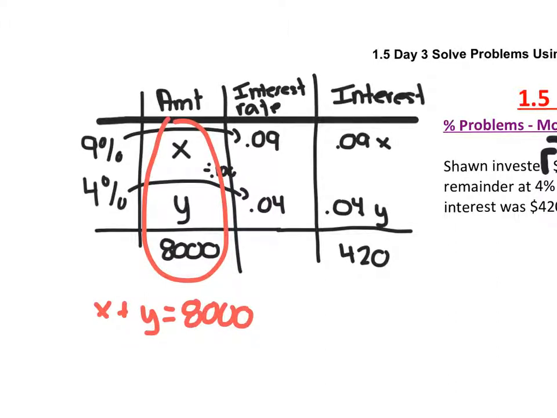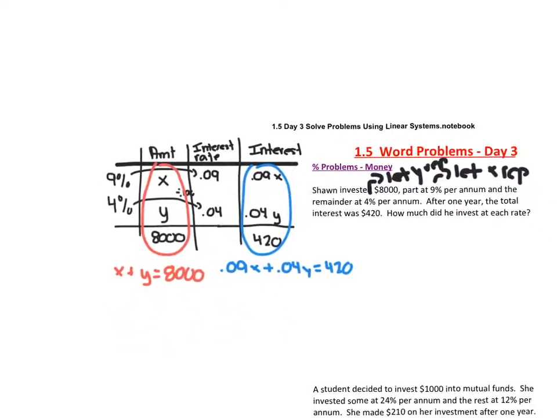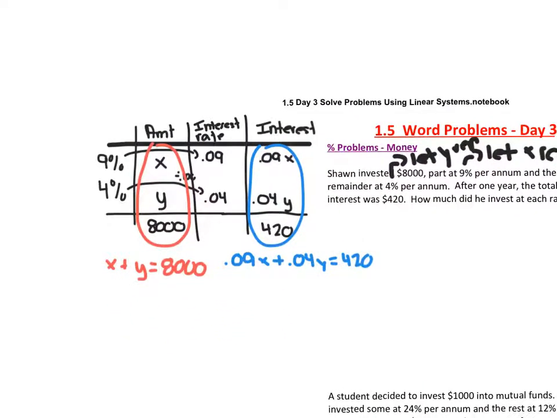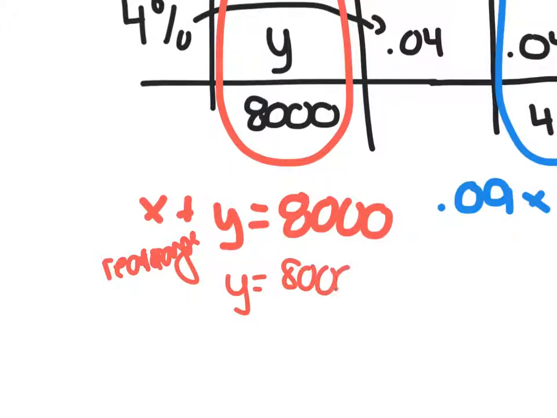And you've created another equation here, which is 0.09x plus 0.04y equals 420. So now with those equations there is an option of choosing substitution or elimination, okay? How I would go about it is I would probably choose substitution because I know I could rearrange this first equation. So I'm just going to rearrange, just writing that out. So I get Y equals 8,000 minus X.